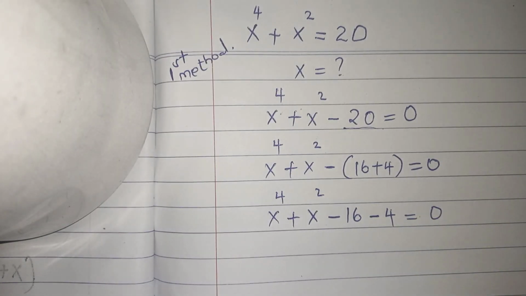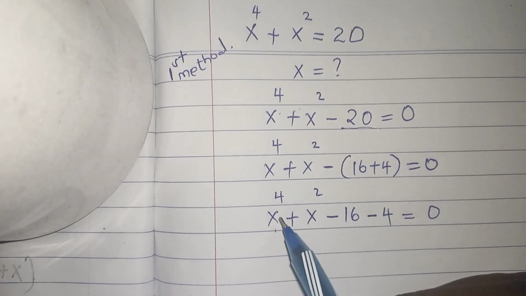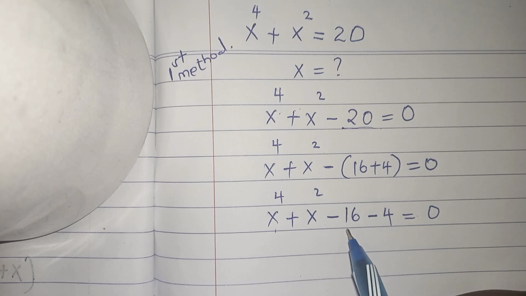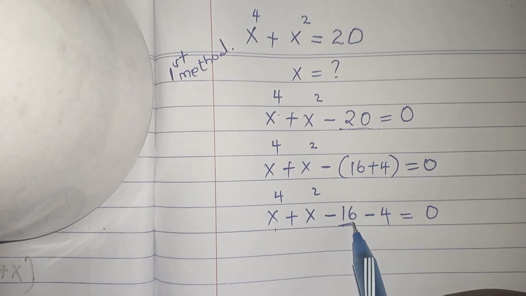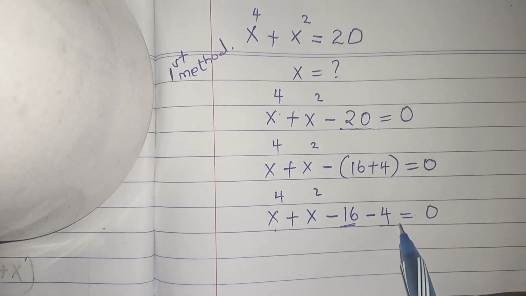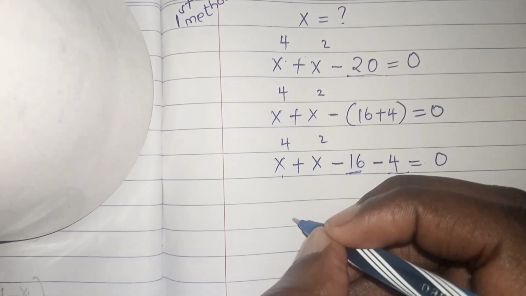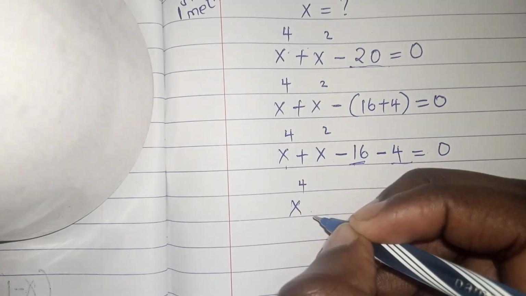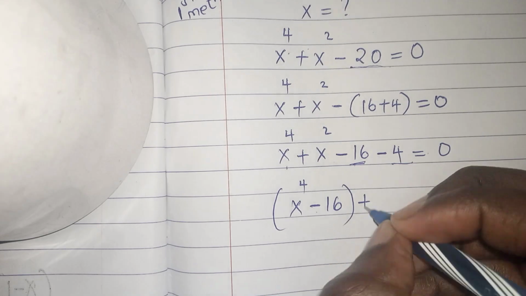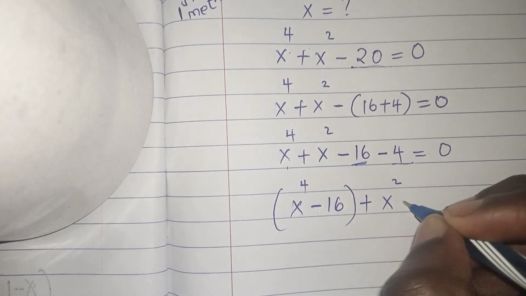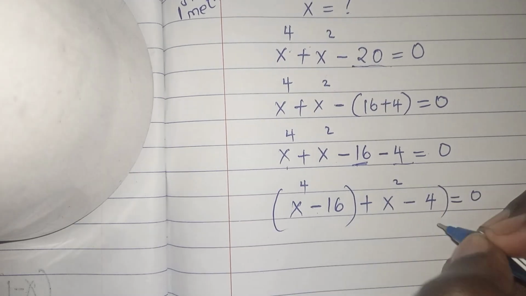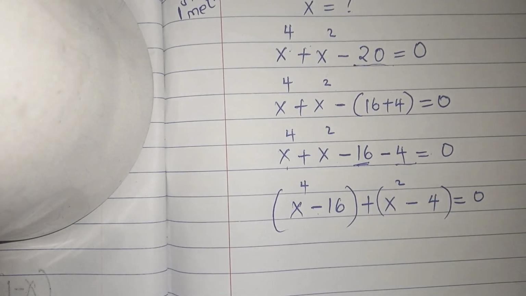Okay. Our next step, x to the power of 4. Now this is our largest power. We are going to partner it with 16. x squared, we are going to partner it with 4. So x to the power of 4 minus 16 in brackets plus x squared minus 4 is equal to 0. So let me place this into brackets.